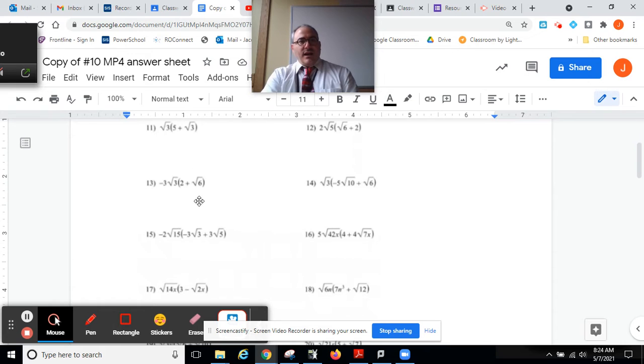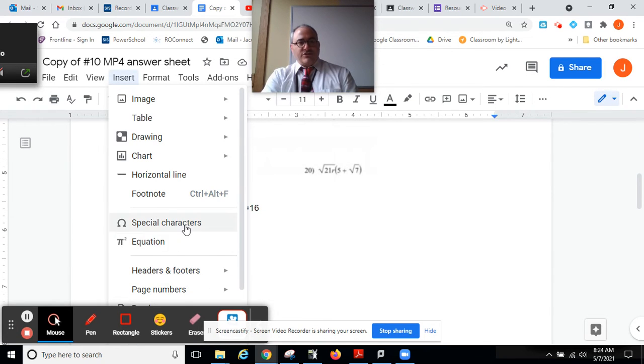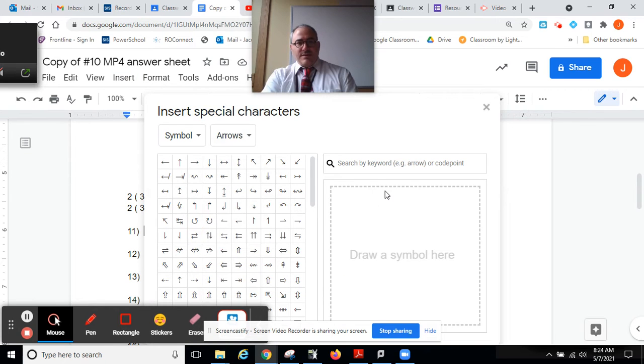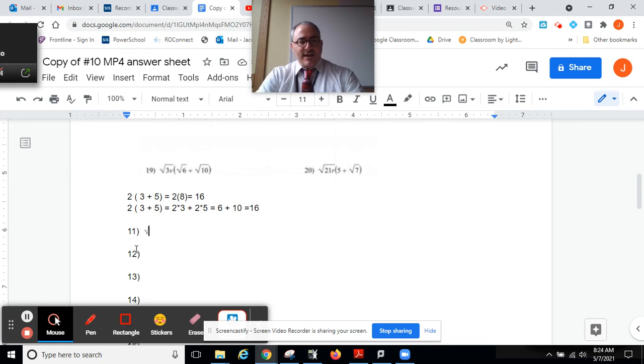Let's do it. First, I'm going to need a radical sign, so I'm going to insert a special character and type in square root. It'll pop right into my document there. I'm just going to select this either with my mouse or by holding the control button, and Control C on that. That way I can copy this and keep pasting the radical sign whenever I want it.